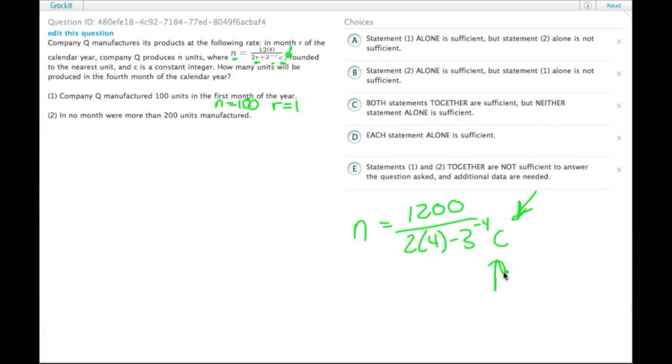We don't want to do the math, we just know that we could because we would have a single variable and it would all come out of this fraction. So statement 1 is sufficient, and we can get rid of B, C, and E as potential answer choices.